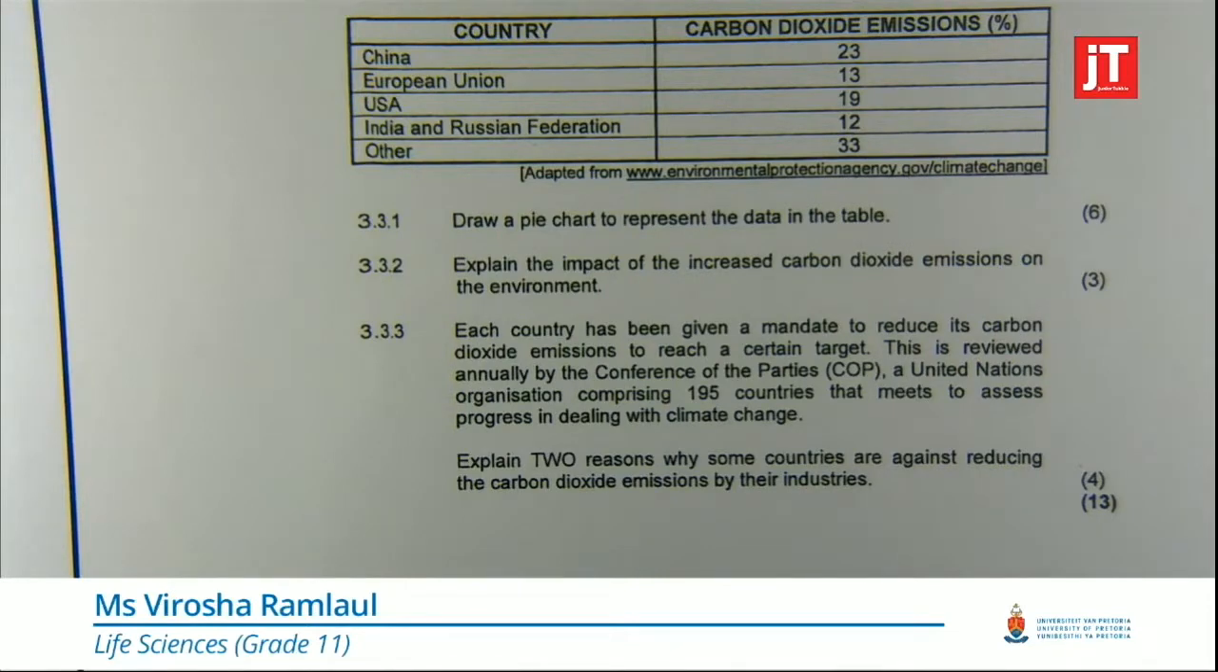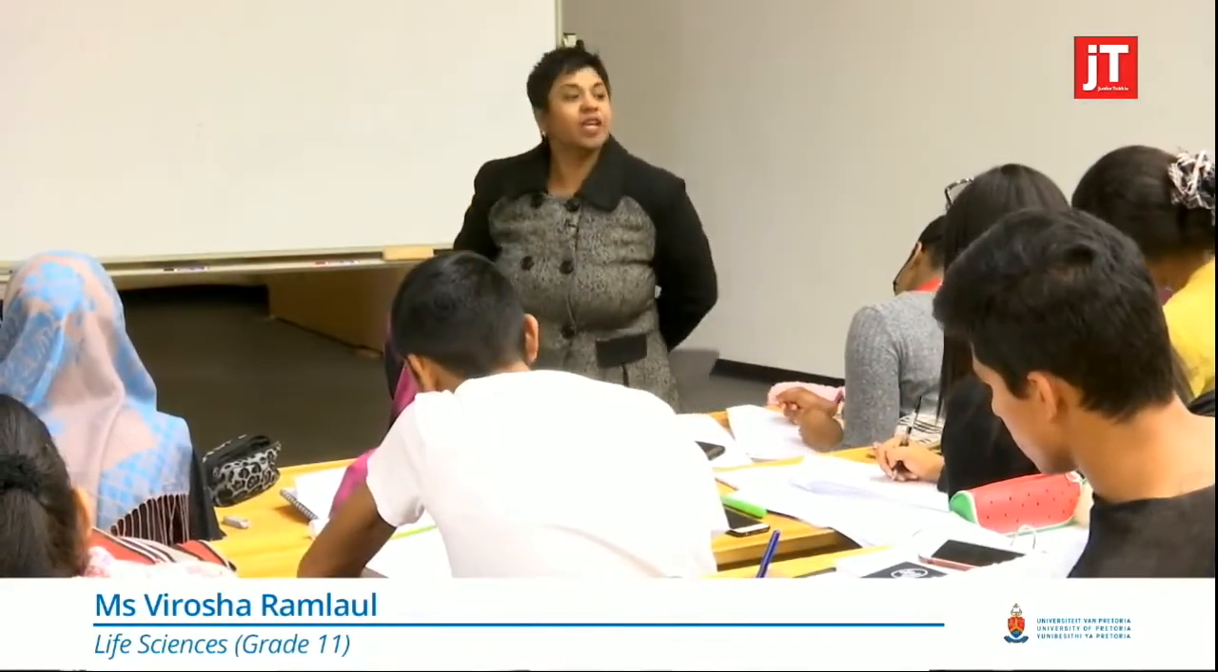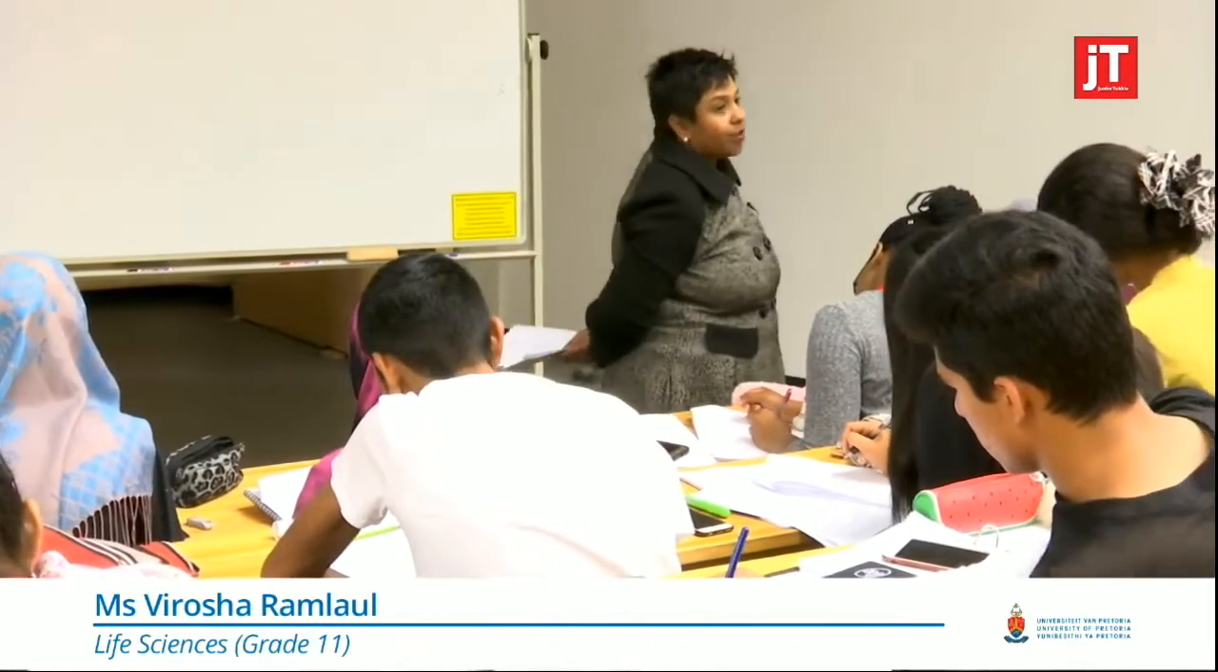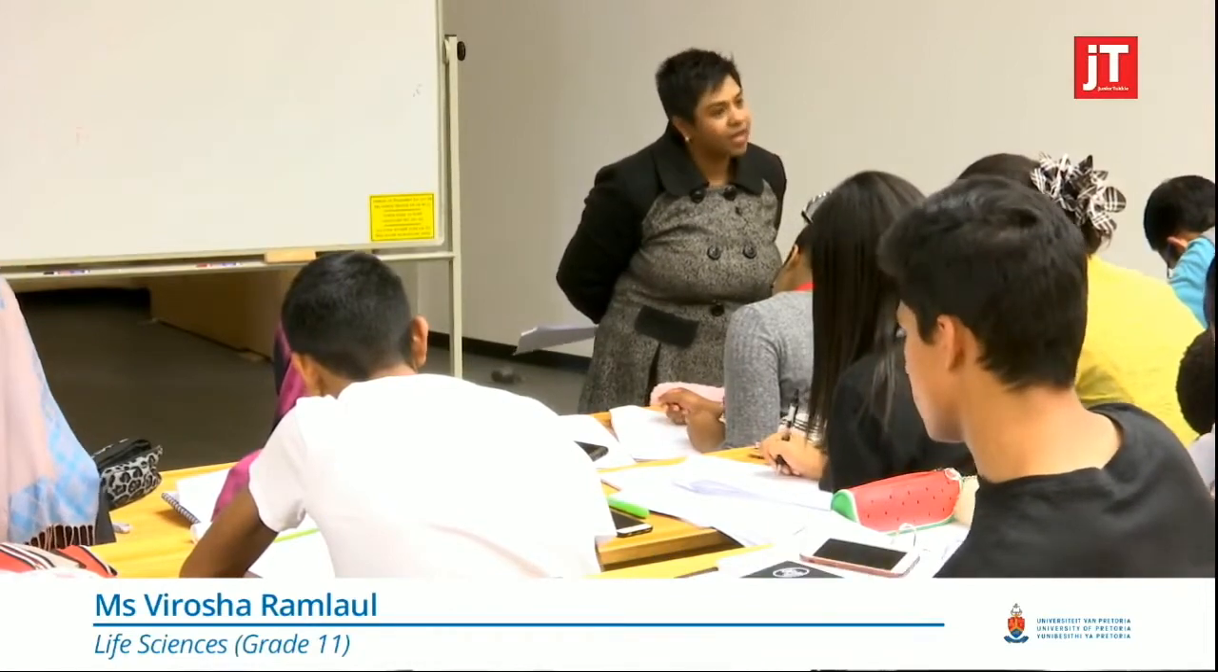3.3.2. Explain the impact of the increased carbon dioxide emissions on the environment. How many marks? 3. So you must have 3 different important answers. I taught you one yesterday. The more carbon dioxide we are producing, it's leading to the enhanced greenhouse effect. What is that also going to be known as, in brackets? Let's not use the word global warming, climate change. Yes, put it in brackets. But the increased carbon dioxide concentration is leading to enhanced greenhouse effect.